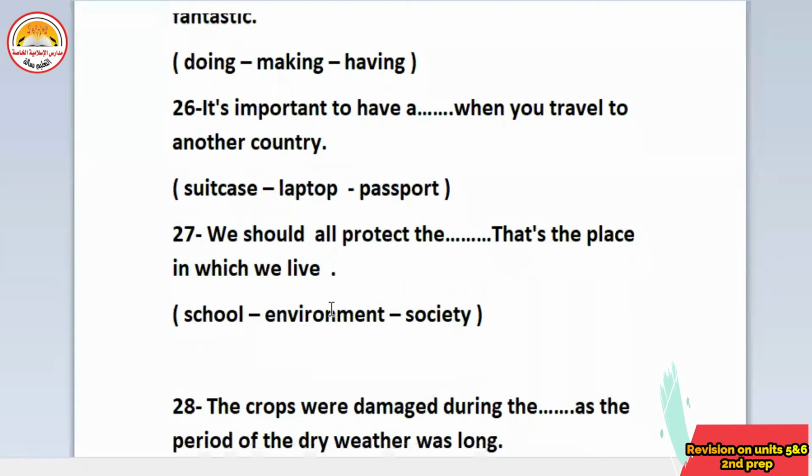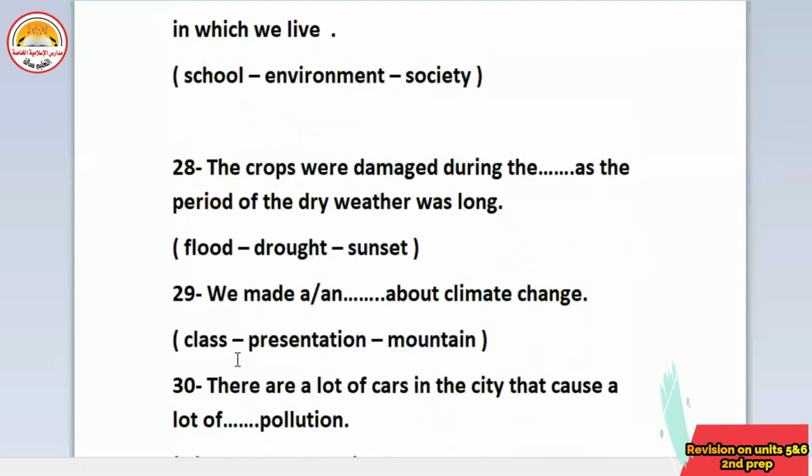Number 28, Muhammad Ahmed Abdain. The crops were damaged during the drought as the period of the dry weather was long. Drought, very good, thank you. So the correct answer will be drought. The crops were damaged during the drought as the period of the dry weather was long.